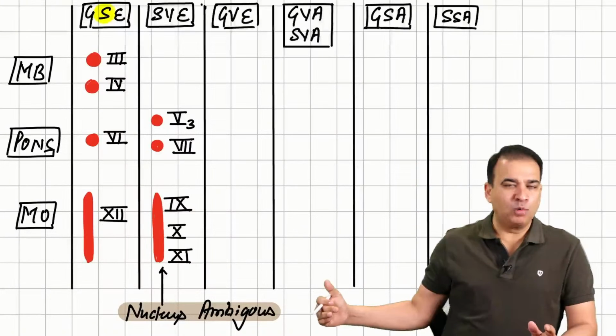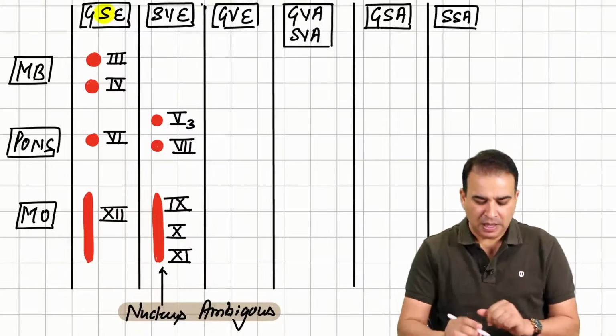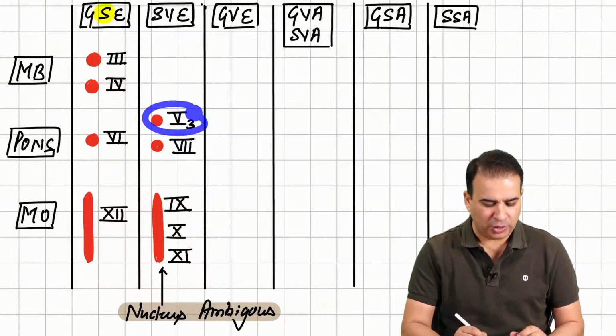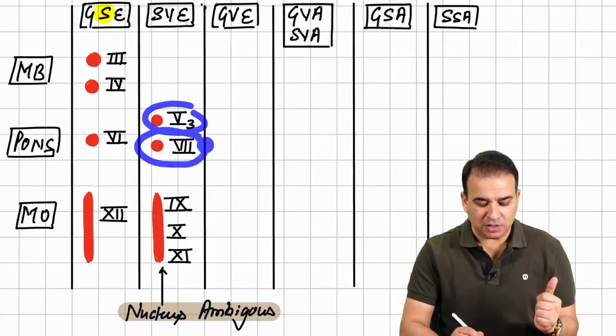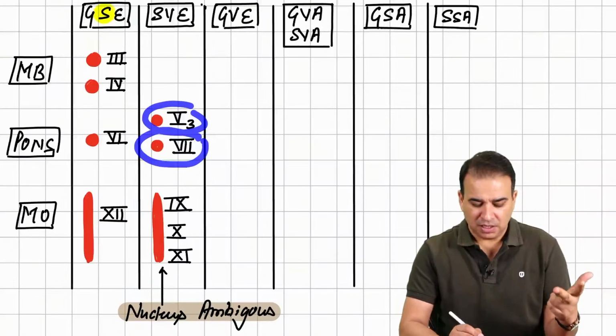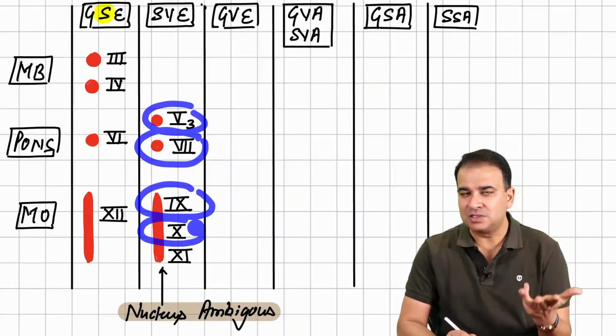Before I tell you more about the nucleus ambiguus, see in this column what makes sense and what doesn't make sense here. Mandibular is the nerve for the first arch, so it should be there because this column is for pharyngeal arches only. Facial nerve is the nerve for the second arch, again it makes sense. Glossopharyngeal for third arch, fine. The 10th nerve is the nerve for fourth and sixth arch, fine.